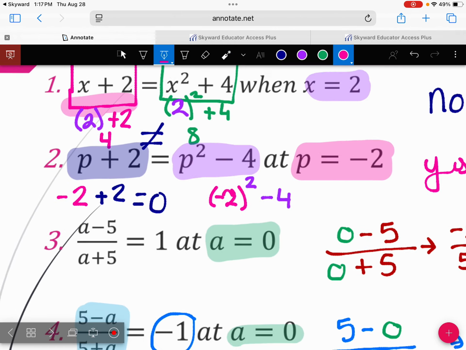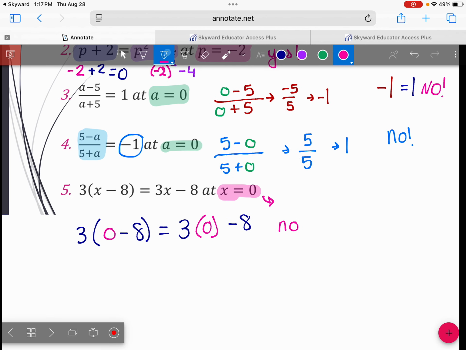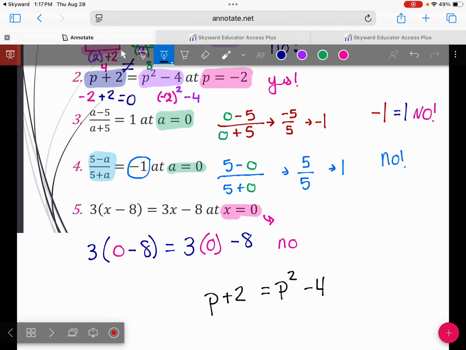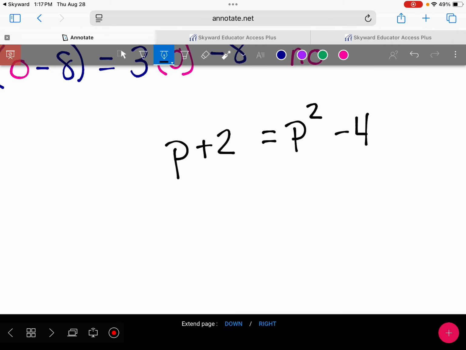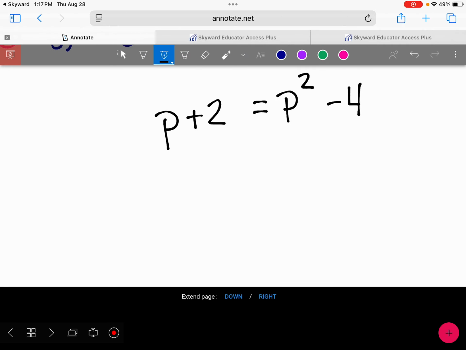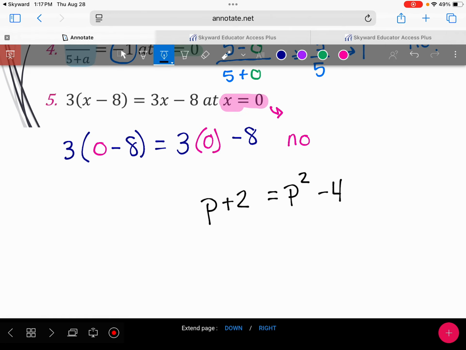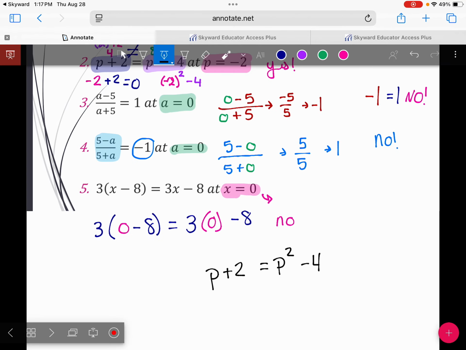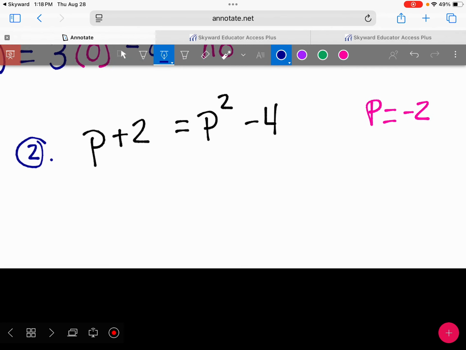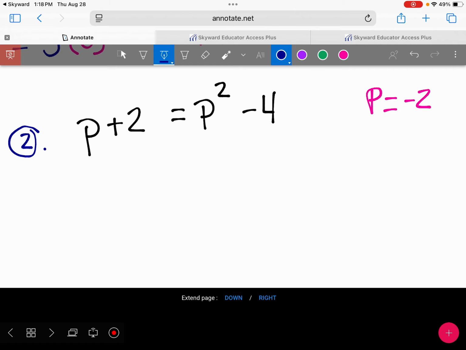So it makes me wonder if this yes was special. Let's take a look at that yes one again. I'm gonna write it down here. And we had p plus 2 and p squared minus 4. So my next thought is, is this one special in that it's going to work every single time? Or did it only work for the one we looked at, where p was minus 2? I'm gonna go for that one. Only it's going to work for this one. So they just happen to give us a solution here.